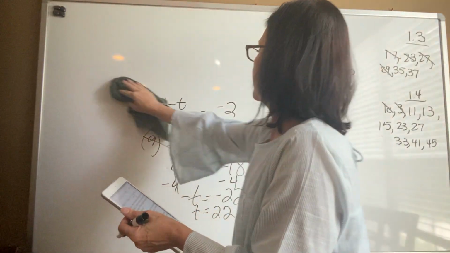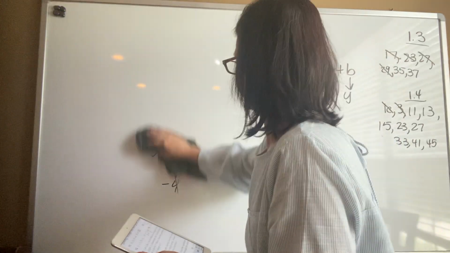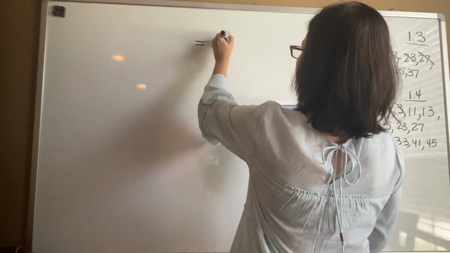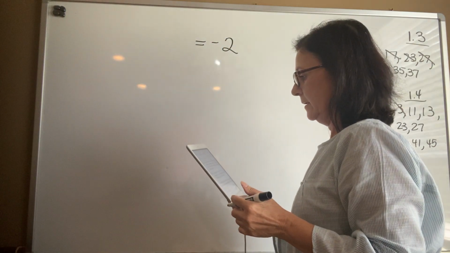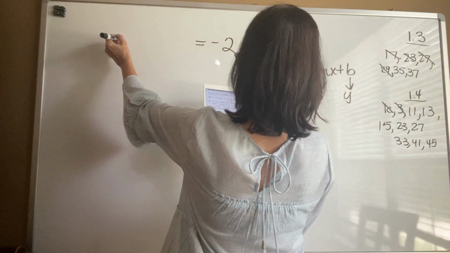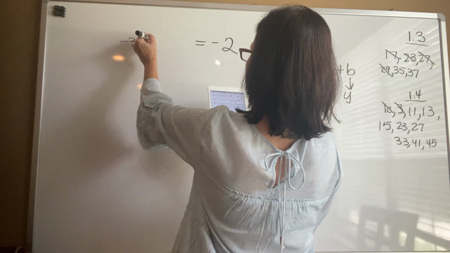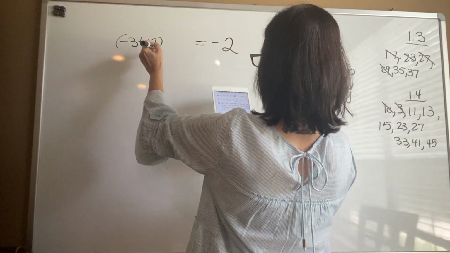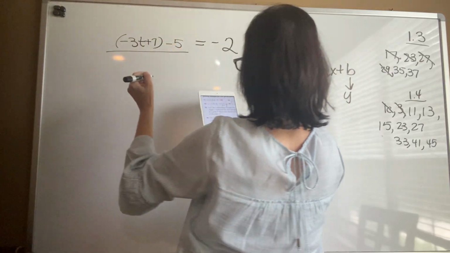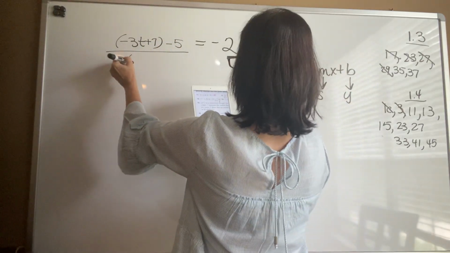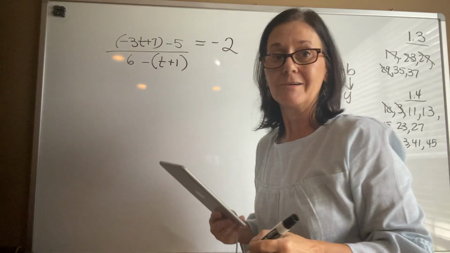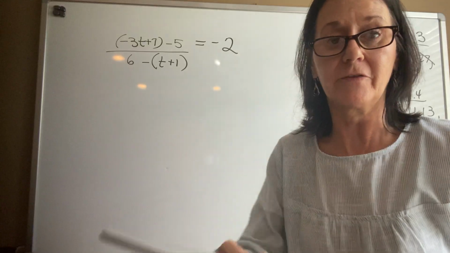Okay, that's the same with 13. Just feels a little more difficult. We want the slope to equal -2. All right, look at my y values. I'm going to take -3t plus 7, that y value, and subtract 5. So then I take 6 and I subtract t plus 1. Remembering that that negative is distributed to both of the terms.